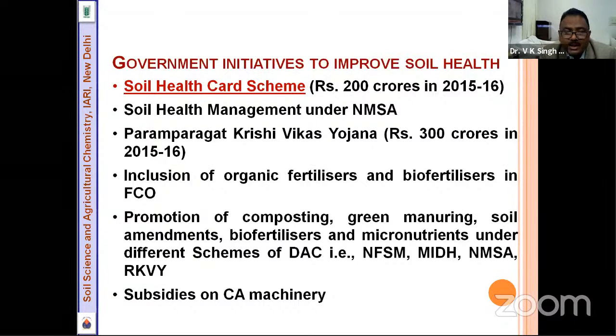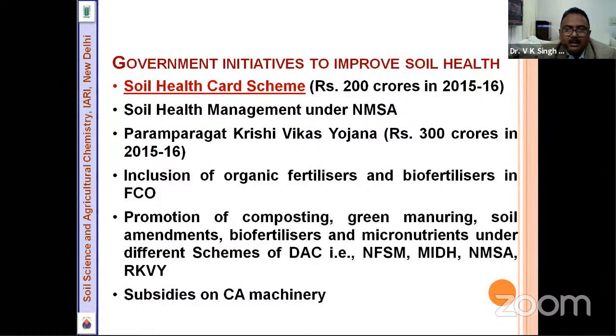Paramparagat Krishi Vikas Yojana includes organic fertilizer and biofertilizer. It's not only in fertilizer management. For all the approaches, the ultimate aim for the Government of India and different ministries is to make crop production more sustainable. Different incentivization is also being done by schemes of the Department of Agriculture, DAC, NFSM, MIDH, NMSA, RKVY. They are also supporting this kind of work.